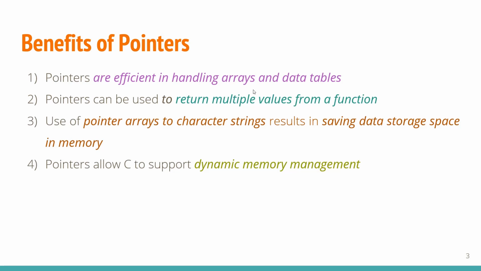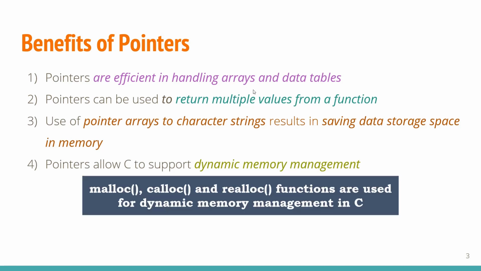Is there a way to dynamically allocate memory, not only for arrays, but for any other variables? Yes, there are functions like malloc, calloc, and realloc, which can be used to allocate memory dynamically. This is referred to in C as dynamic memory management, and without the use of pointers, dynamic memory management is just not possible in C.